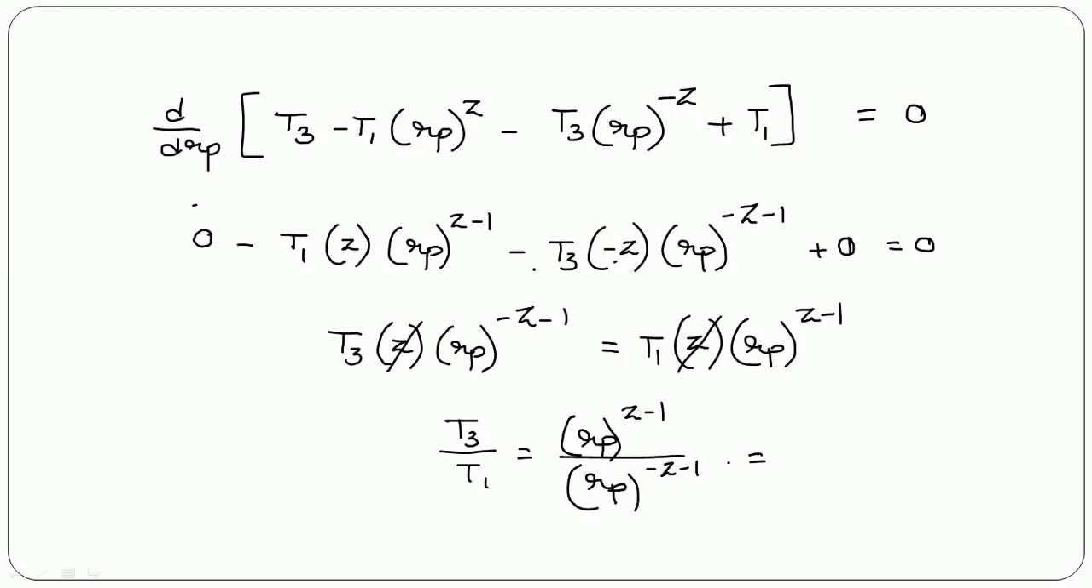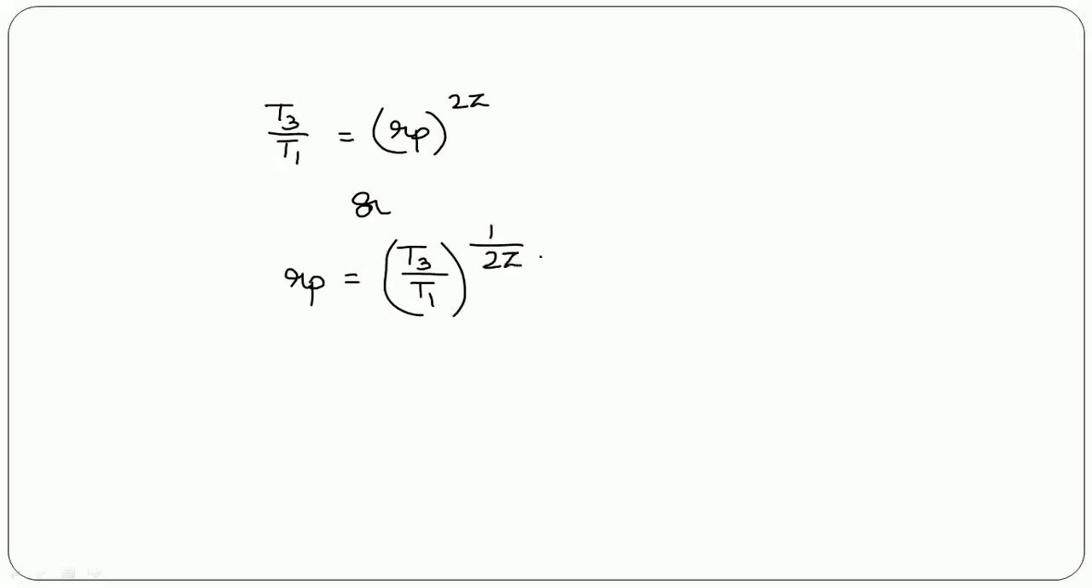So taking this to the numerator, this becomes Rp to the power z minus 1 plus z plus 1. So minus 1 plus 1 gets cancelled. Then we can write T3 by T1 is equal to Rp to the power 2z, or you can write Rp is equal to T3 by T1 whole to the power 1 by 2z.